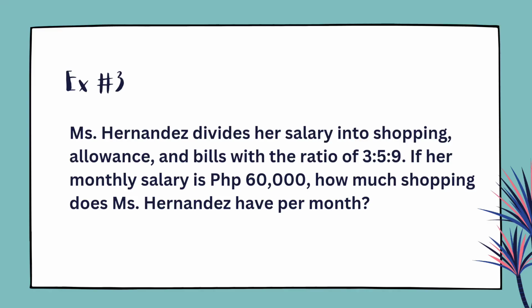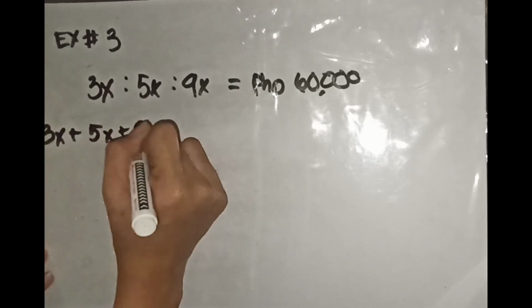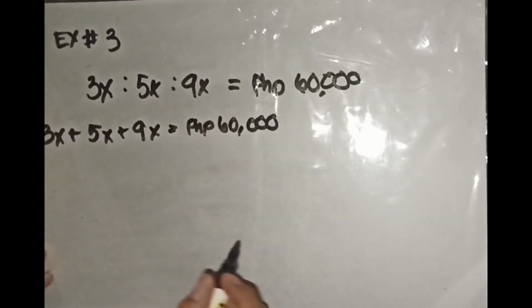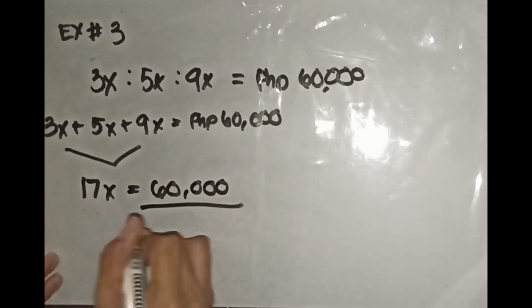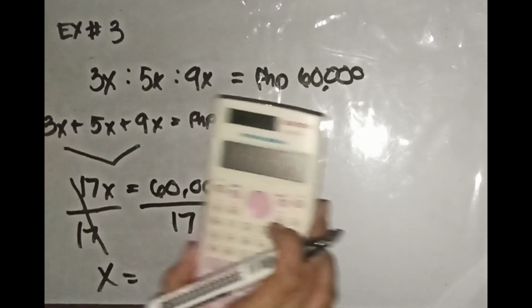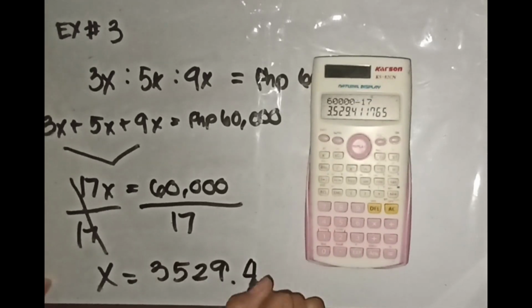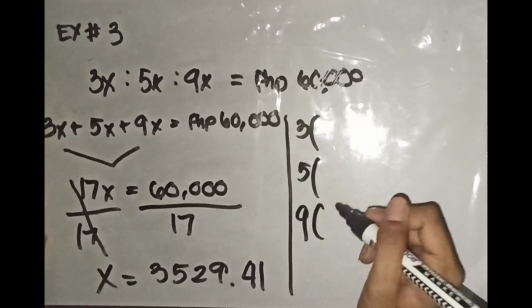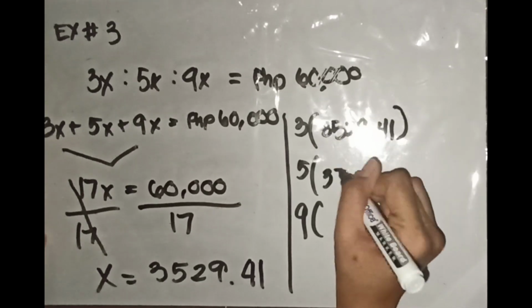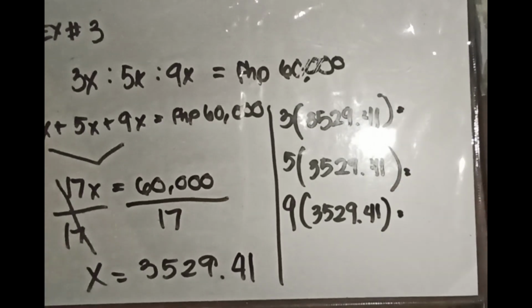Miss Hernandez divides her salary into shopping, allowance, and bills with the ratio of 3 is to 5 is to 9. If her monthly salary is 60,000, how much shopping does Miss Hernandez have per month? So, first step, add natin yung mga ratios. So, 3 plus 5 is equal to 8 plus 9 is equal to 17. And then, divide both sides by 17. 60,000 divided by 17 is equal to 3,529.41. And then, ita-times natin yung nakuha nating value sa mga ratio.